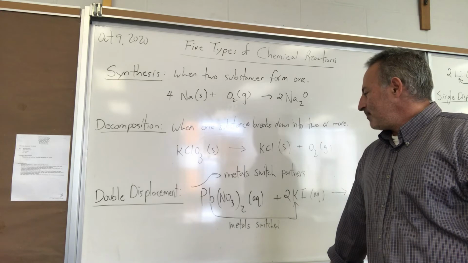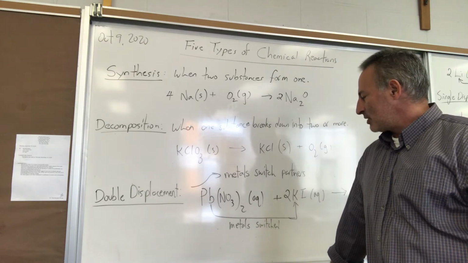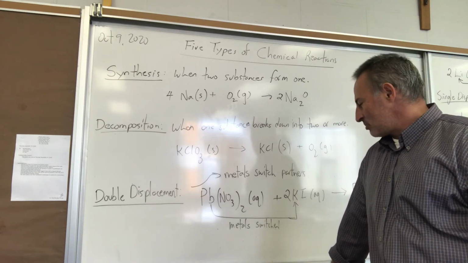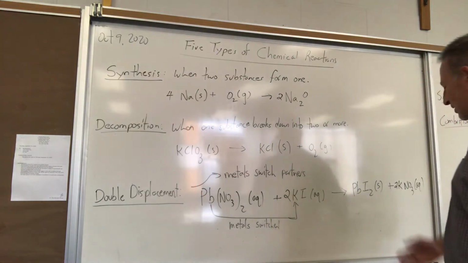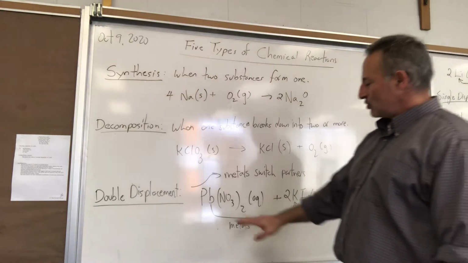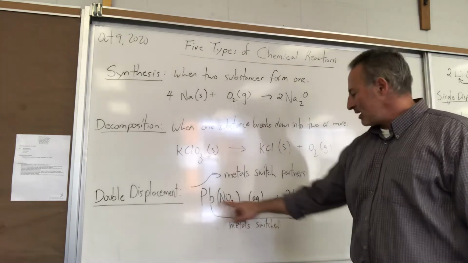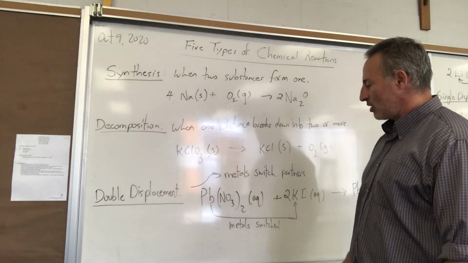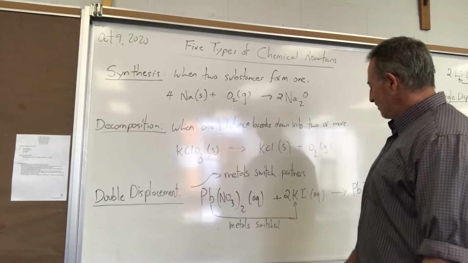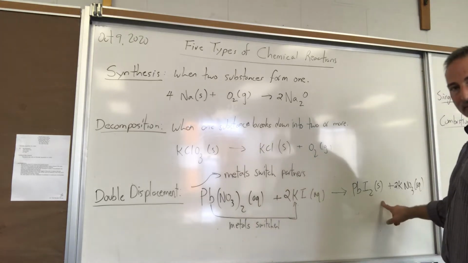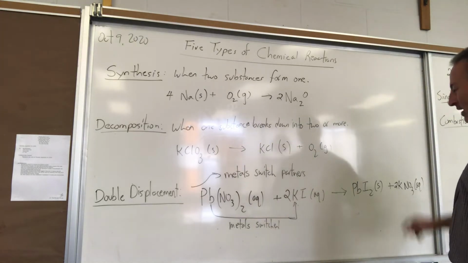Double displacement. It means that 2 metals typically, it doesn't have to be metals, it can also be non-metals, but the example I've used is metals. So I showed you plumbous nitrate reacting with potassium iodide. The metals switch places, kind of like a square dance. They switch partners, and what you get is lead iodide and potassium nitrate.